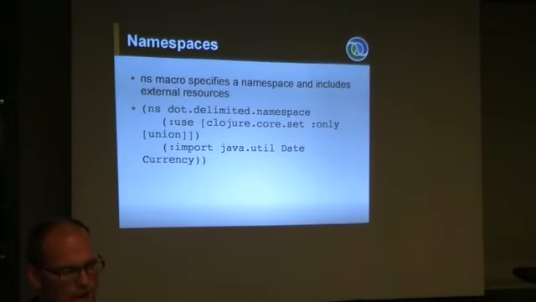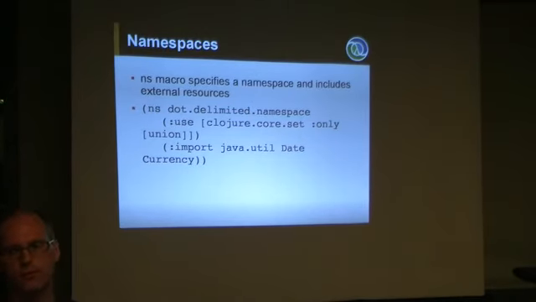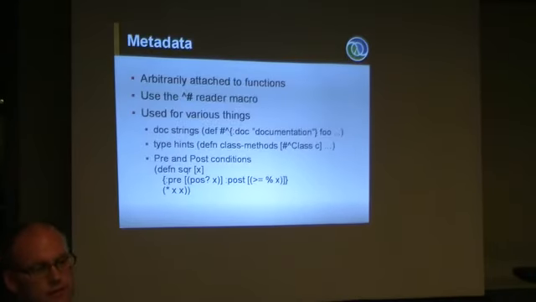So in any event, namespaces can be dot delimited in the same way that Java files are. I can store them in directories and refer to them as dotted. I can include other Clojure functions into them, or I can import other Java classes into them. Not much more I can say about namespaces.